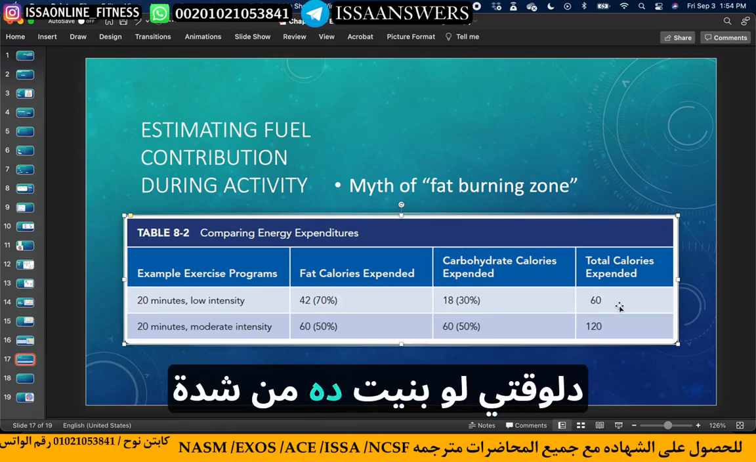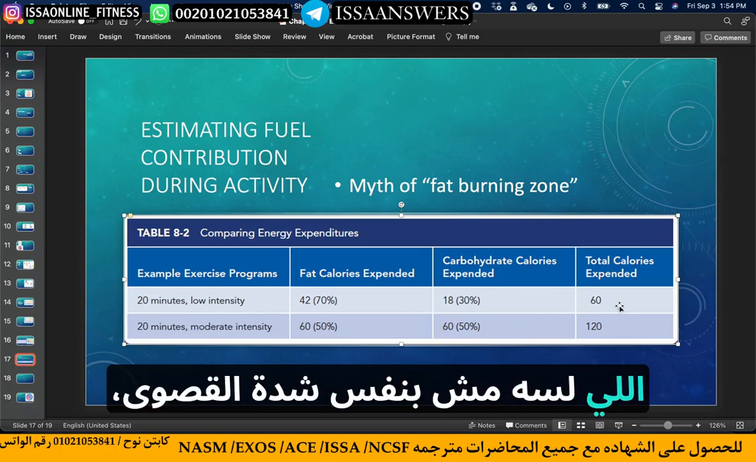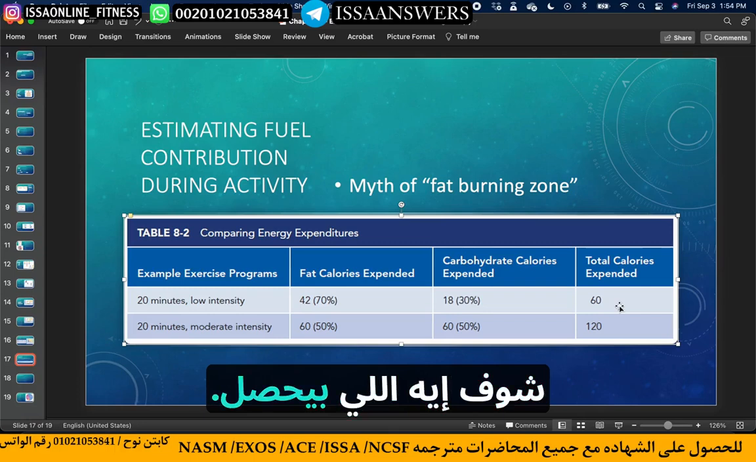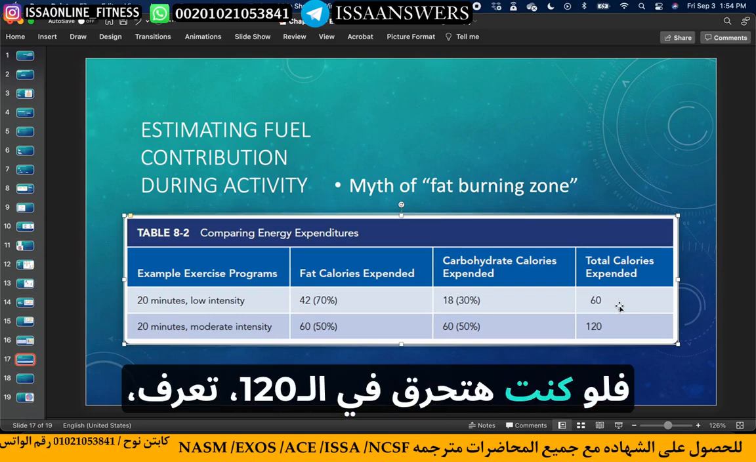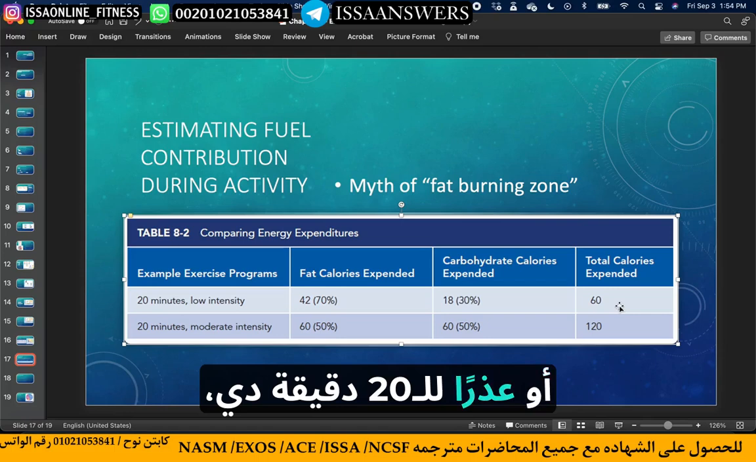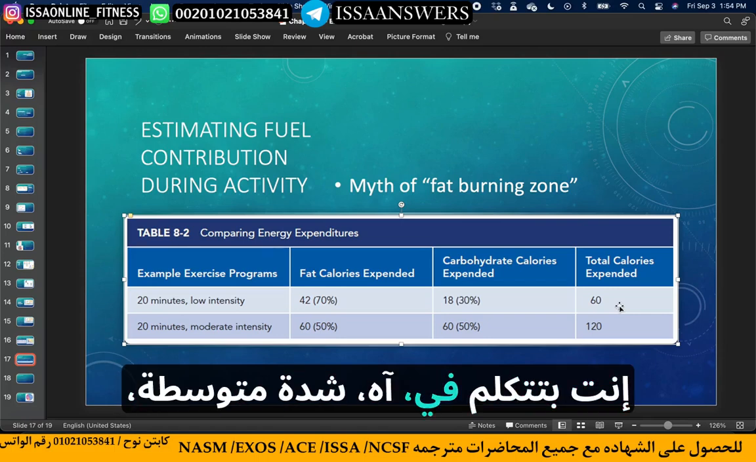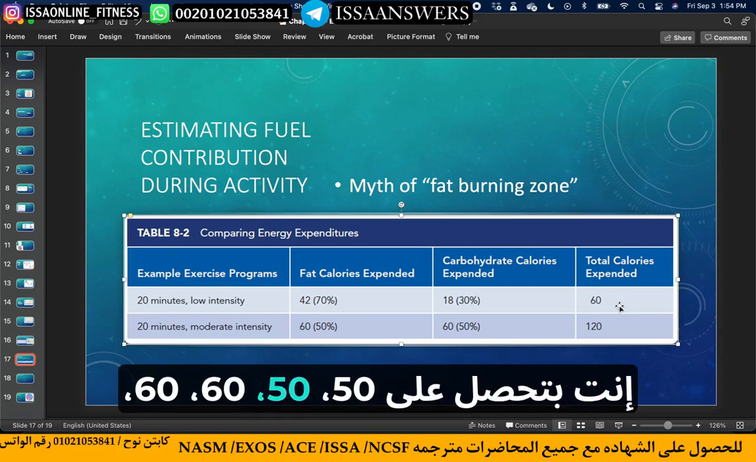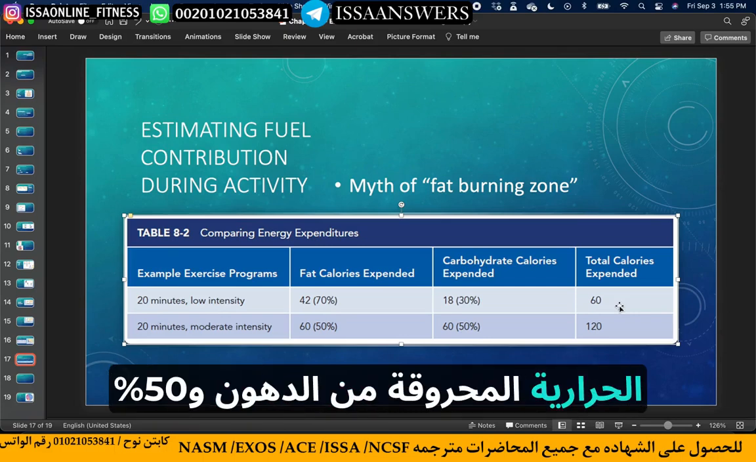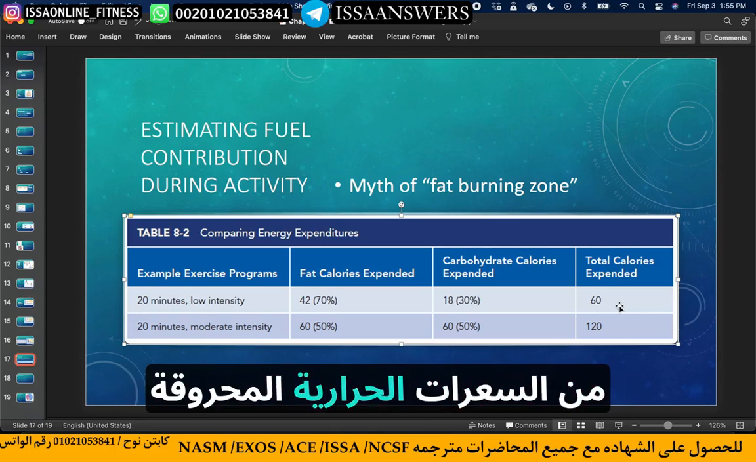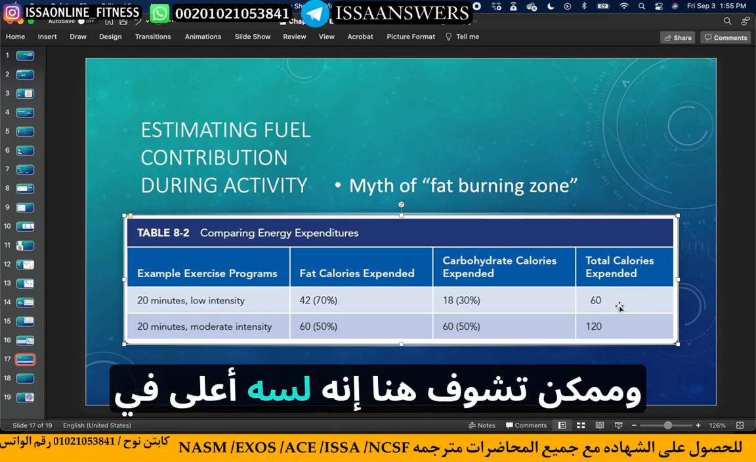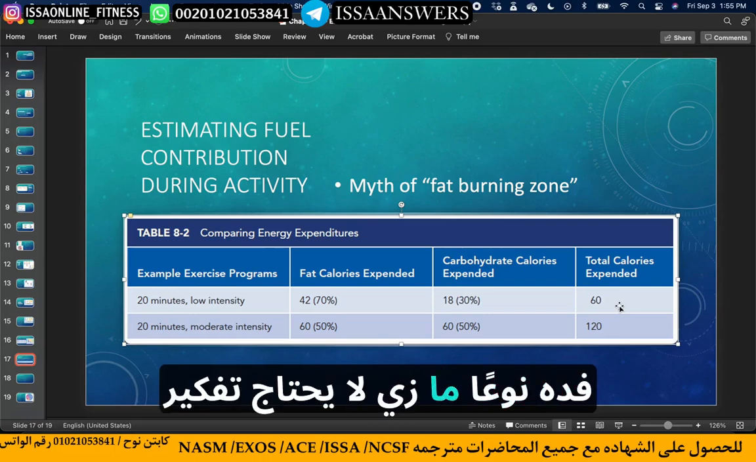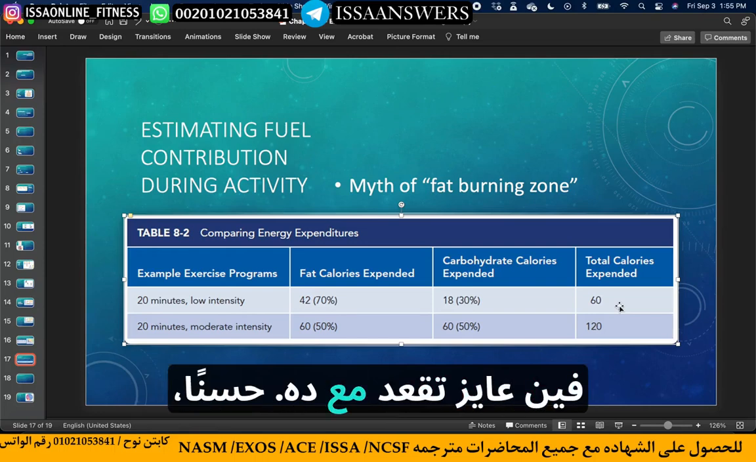Now, if you built that from a lower intensity to a moderate intensity, which is still not as intense as max, obviously, then look what happens. You're about 50-50. So for that 20 minutes at moderate intensity, you're talking about 120 calories. You're getting 50-50, 60-60: 50% fat burning calories and 50% carb burning calories. And you can see here it's still higher in both sections, and it's an overall higher calorie burn. So it's kind of a no-brainer as to where you want to sit with that.